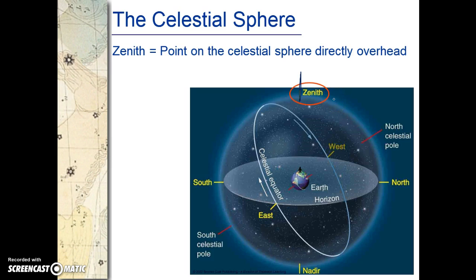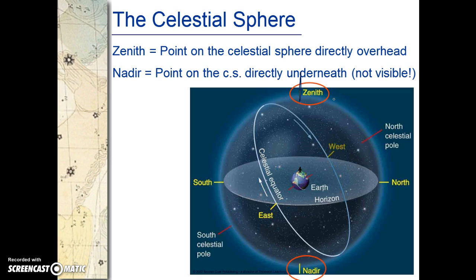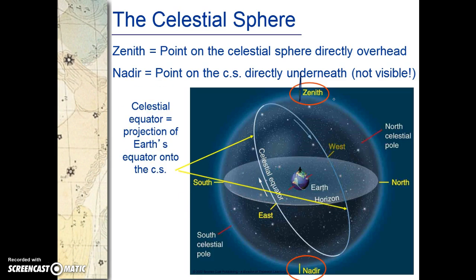It's just directly above your head. You have nadir, which is directly below you. It's on the other side of the Earth, straight below us, just goes straight through the Earth. And it's not visible. You can't see it because, well, you got a lot of Earth in between you and it, right? All right, the celestial equator is the projection of the Earth's equator onto the celestial sphere.